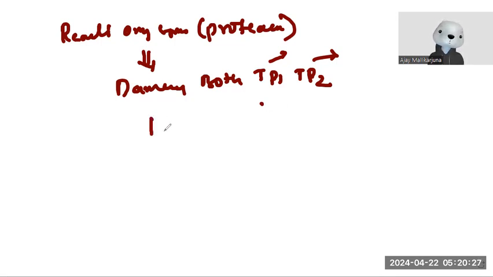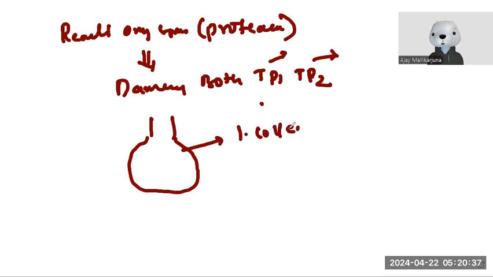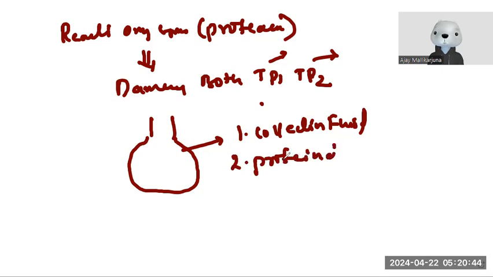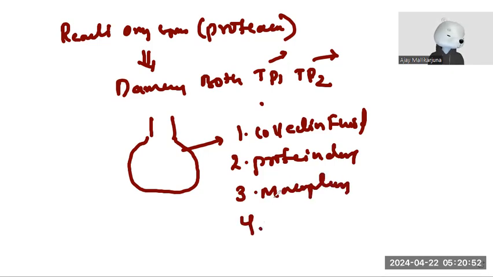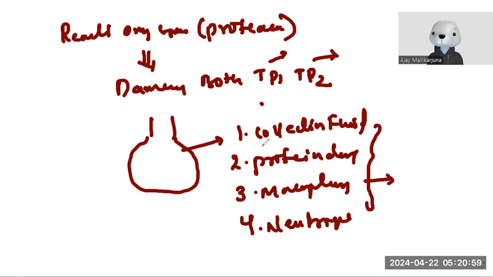And this is the lung. Some particles will be there. There is a collection of fluid. Number 2, protein deposition. Number 3, macrophages. Number 4, neutrophils. So all these 4 collections are present here, as deposition.